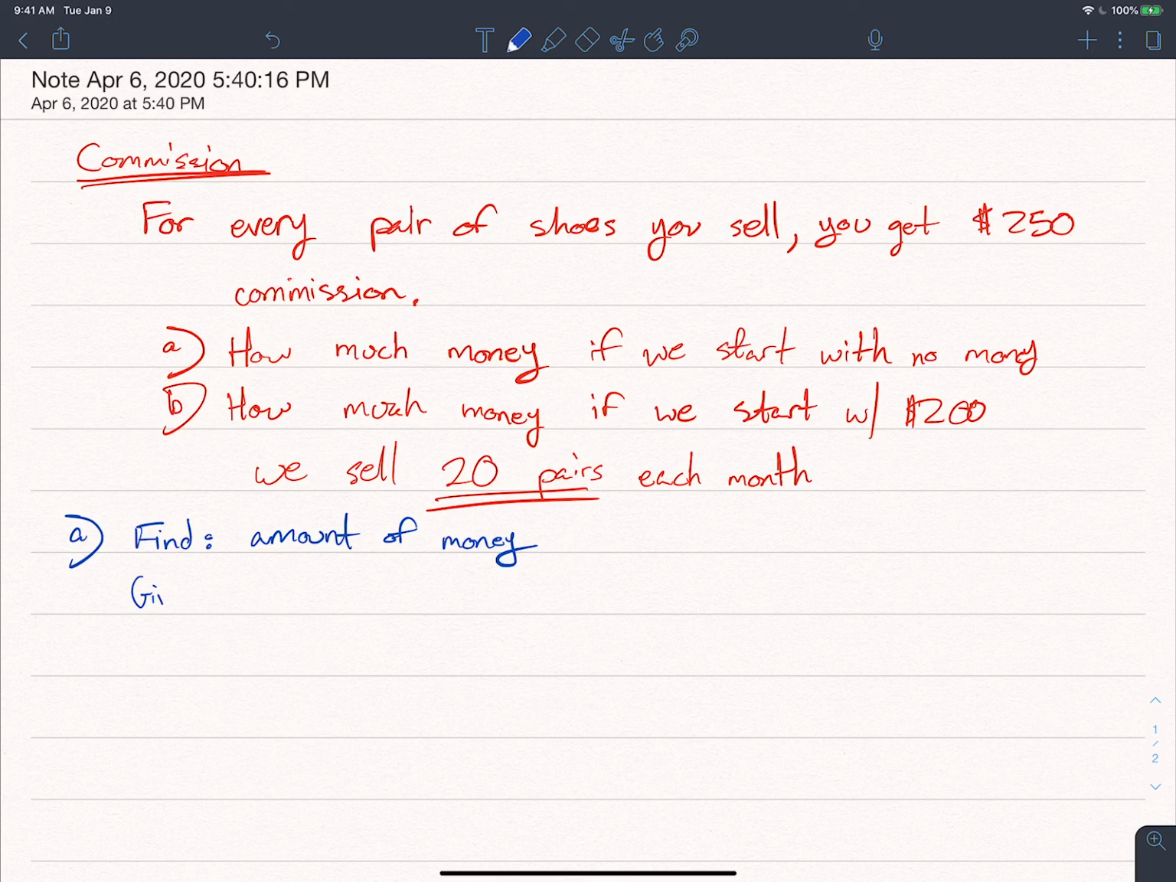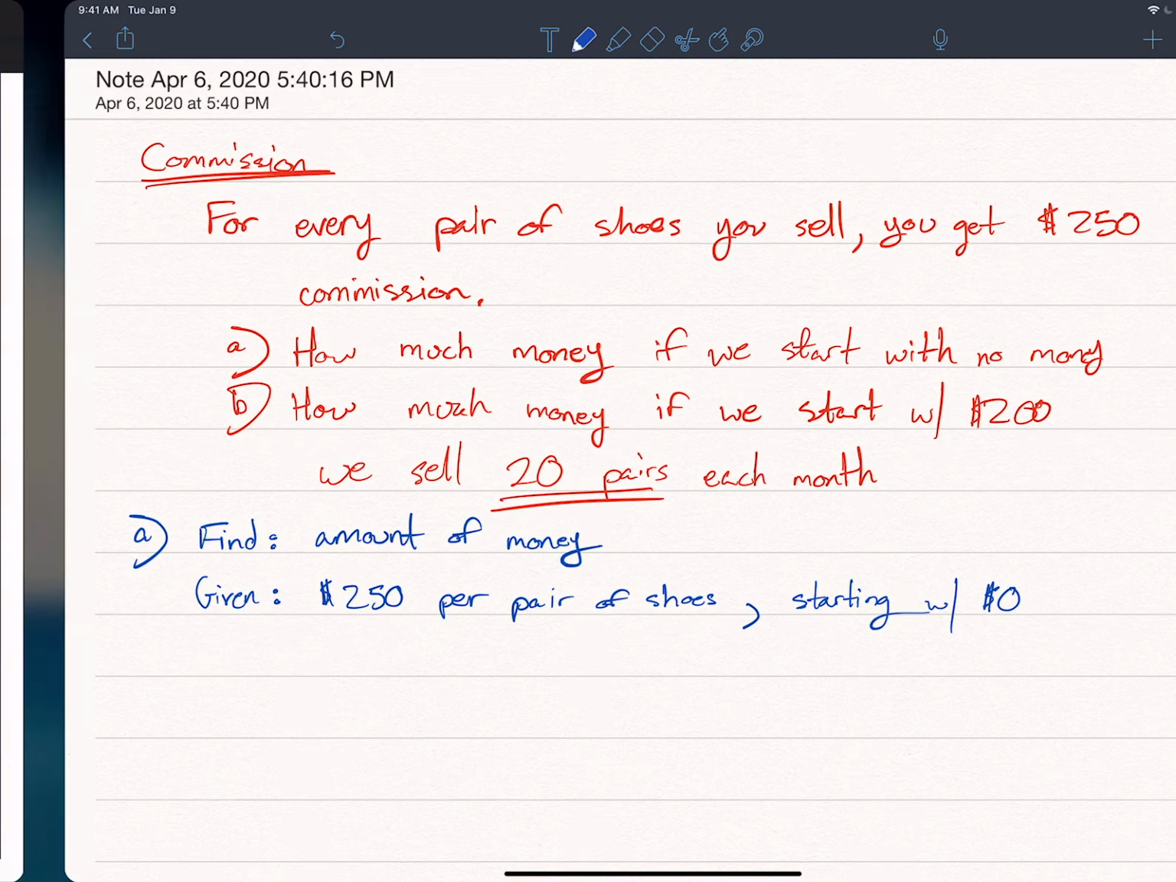So the given here is that we get what? $250 per pair of shoes. That's what we get. And another thing that we're given is we don't have any money in our bank account. We currently are starting with $0.